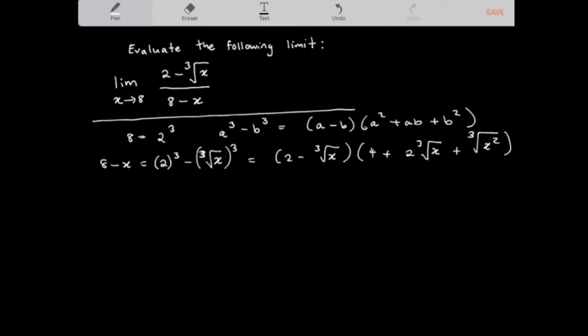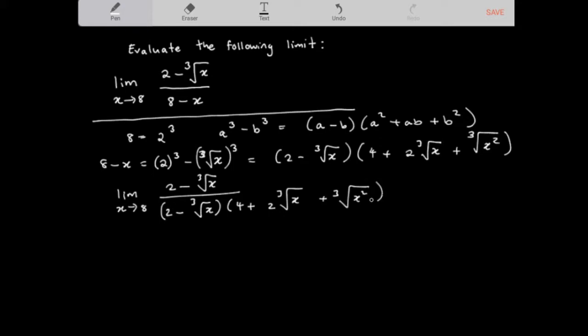And I'm going to put this back into our limit. If we put this back in the limit, remember the point here is to get rid of the restriction on the denominator. We're going to get 2 minus the cube root of x over 2 minus cube root of x times 4 plus 2 cube root of x plus cube root of x squared. Now we can see that we have common factors on the numerator and denominator, so we can cancel this out. And we're left with the limit as x approaches 8 of 1 over 4 plus 2 cube root of x plus cube root of x squared.